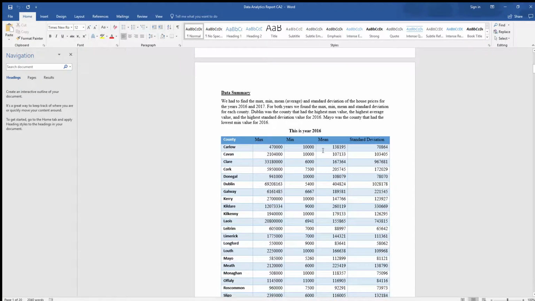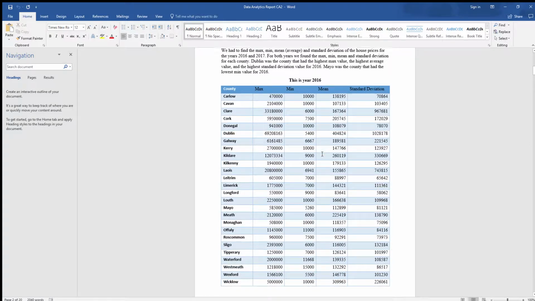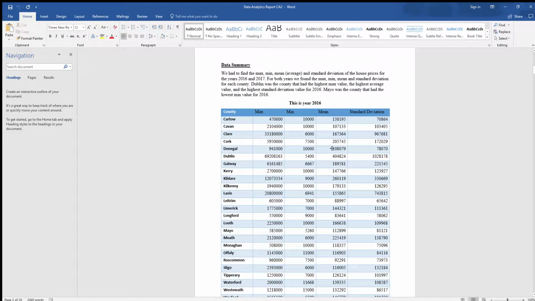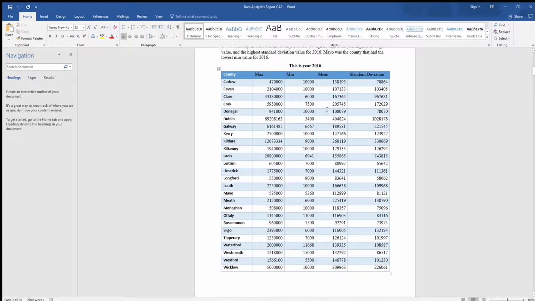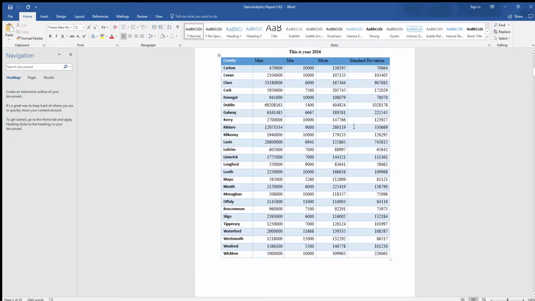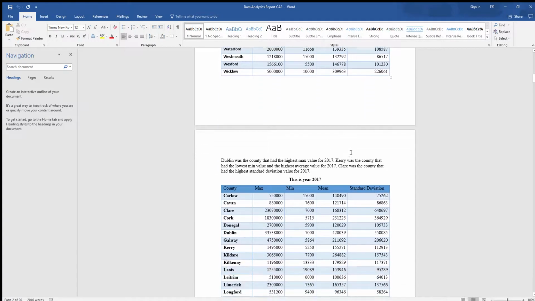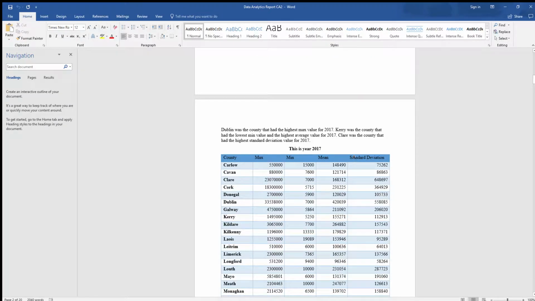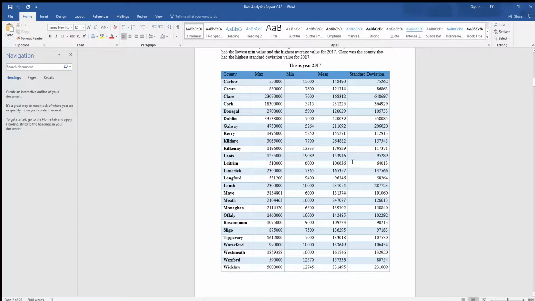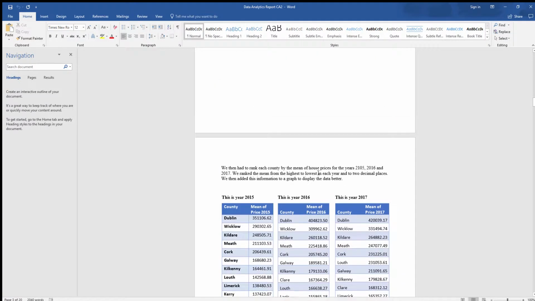Then this is step 3. Roisin did step 3. I did steps 4, 5 and 6. So this is the maximum, mean, standard deviation for 2016 and 2017, which was the question. And she went on to do each province and had to rank each county and whatnot.